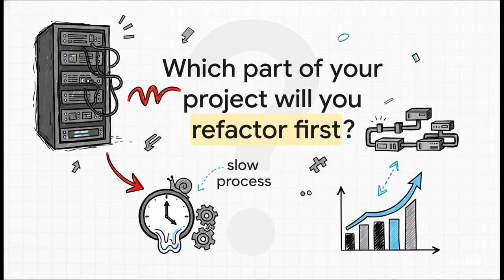So now you have the toolkit, you have the mental model. Go take a fresh look at your own code base. Think about that one fat controller you've been avoiding, or that one process that makes users wait. The only question left is, which part of your project are you going to make better first?